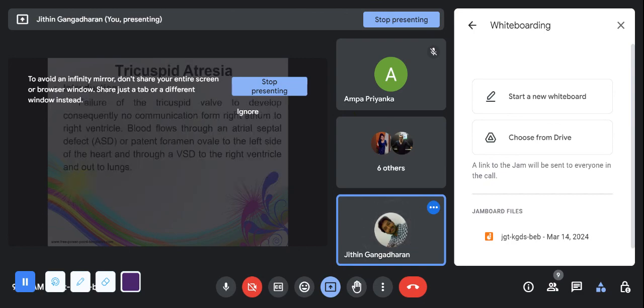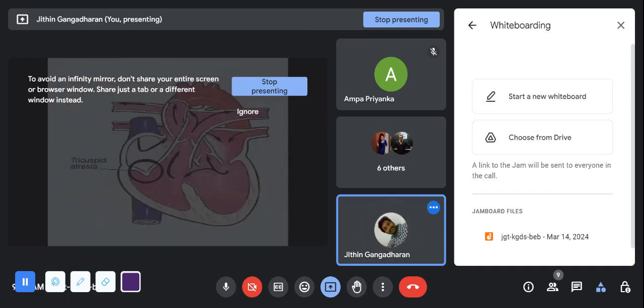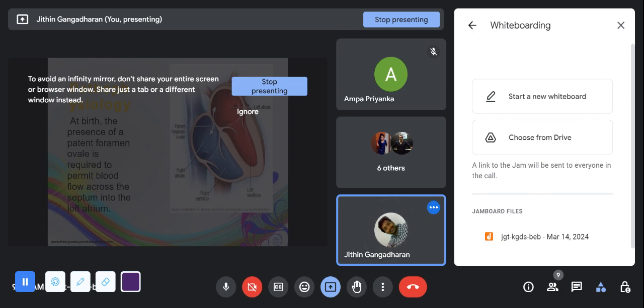Now, tricuspid valve atresia. What is this tricuspid valve atresia? See, the tricuspid valve is the area where your right atrium communicates with the right ventricle, right? If the tricuspid valve has any problem, it leads to atresia. It is associated with pulmonary stenosis or tricuspid valve stenosis. So we'll just remove the tricuspid valve atresia.